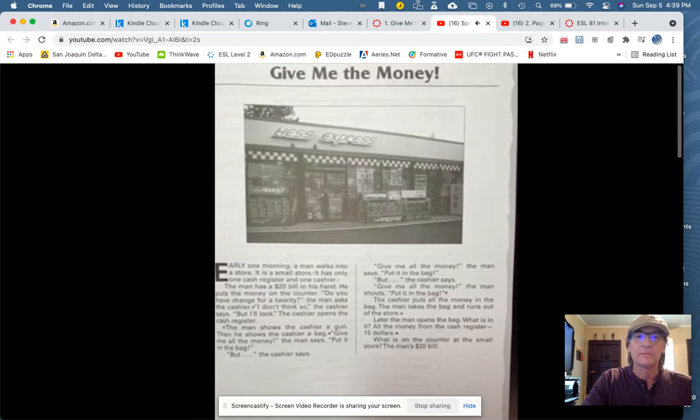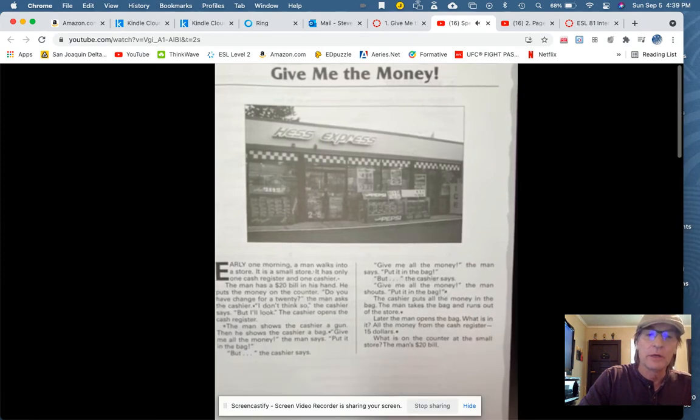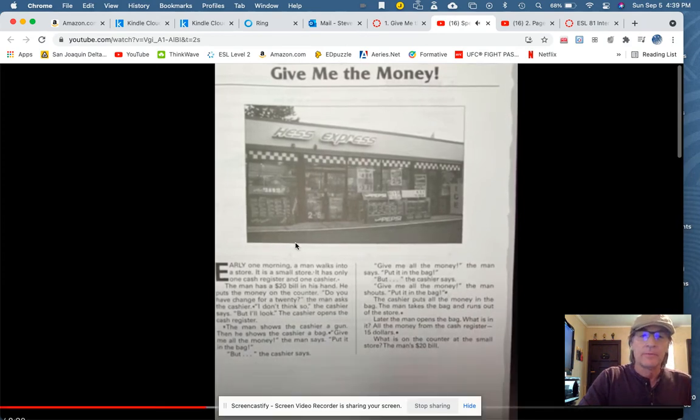And now I'll read and you repeat. One morning, a man walks into a store. And now you will repeat. Early one morning. It is a small store. It is a small store. It has only one cash register and one cashier. It only has one cash register. The man has a $20 bill in his hand.